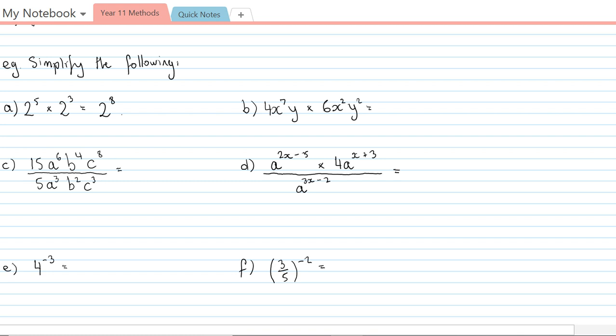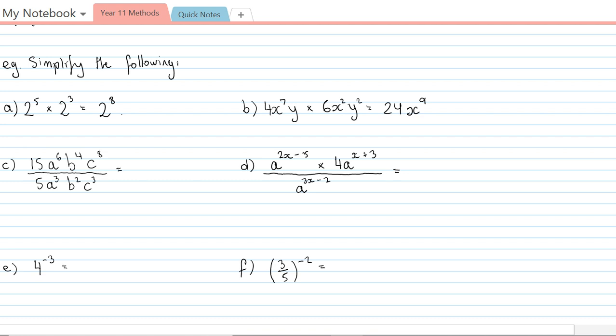Second question, 4x to the power of 7y times 6x squared y squared. In this case, the 4 and 6 are really just coefficients, they aren't a base number. So we do actually multiply the 4 and the 6. So that's going to give us 24. Then we've got x to the 7 and x squared. So in this case, the x is the base and the 7 is the exponent or the power. And likewise, the x is the base and the 2 is the power. So in that case, we simply add those powers. We get x to the power of 9.